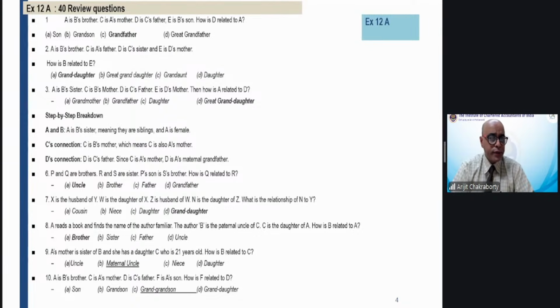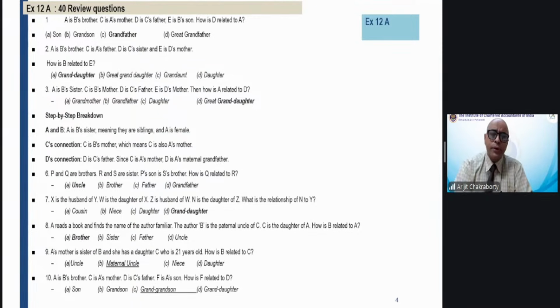The next fact is F is A's son. That means F is also the son of B. Sorry, A is B's brother. Sorry. So F is the son of A. F is the son of A, which means F is male, because A and B are brothers. Yes. Last question. The question is, how is F related to D?